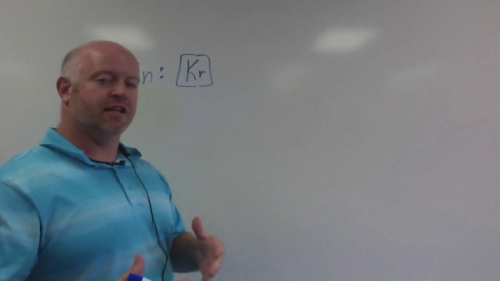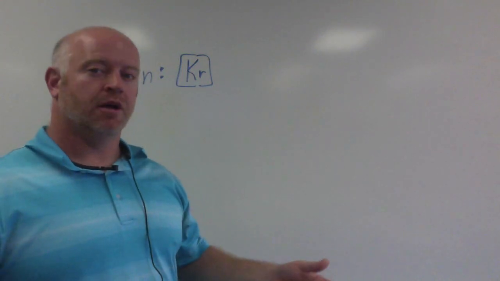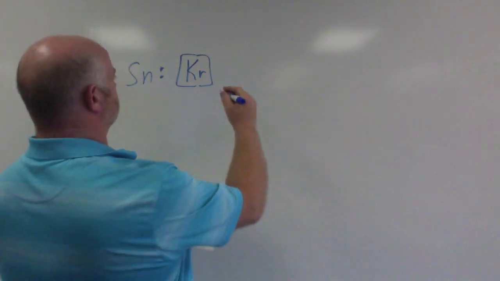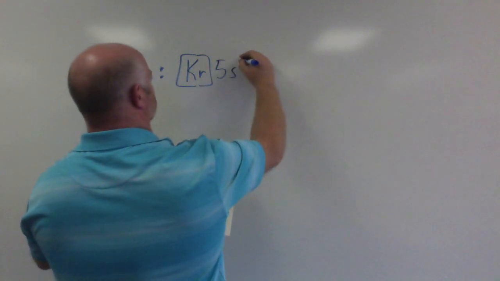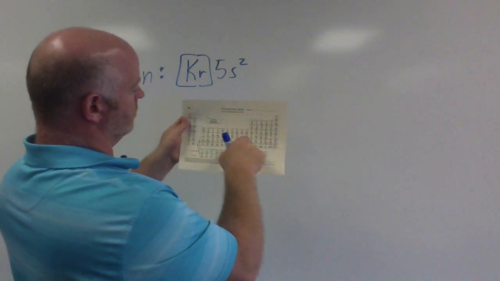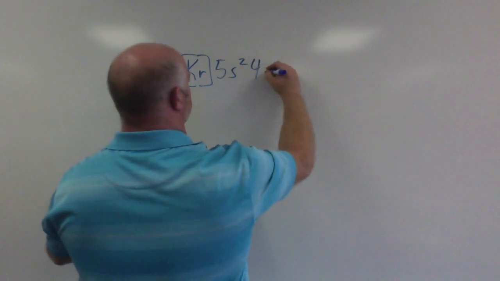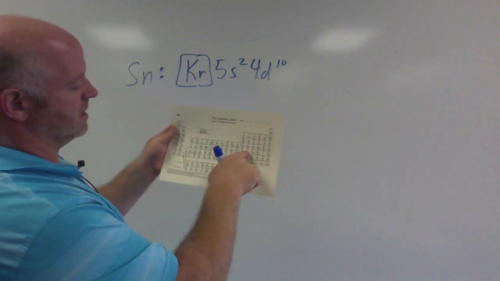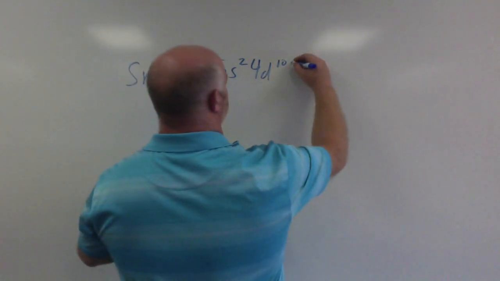So we're saying that tin is exactly what krypton would be, and then we just add in the extra stuff. After krypton, it would be a 5s2, and then remember we drop down, so it's a 4d10, that goes all the way across, and then 10's the second one in, so that would give me a 5p2.